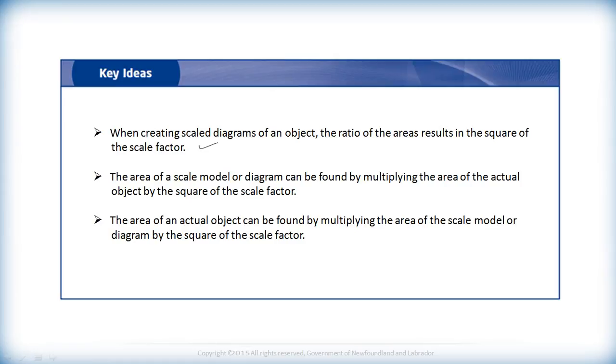Remember the same kind of things that we look at. It's the squared scale factor when we compare the ratio of the areas, right? So we multiply by the square of the scale factor to get the area of the image, and we divide to get the area of the actual.